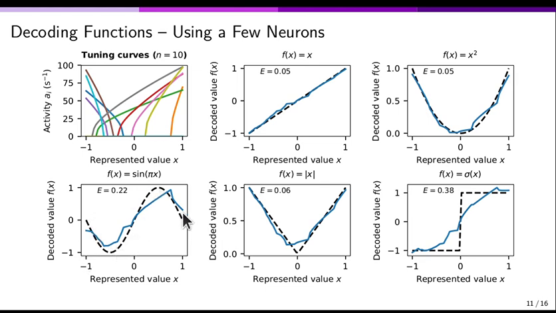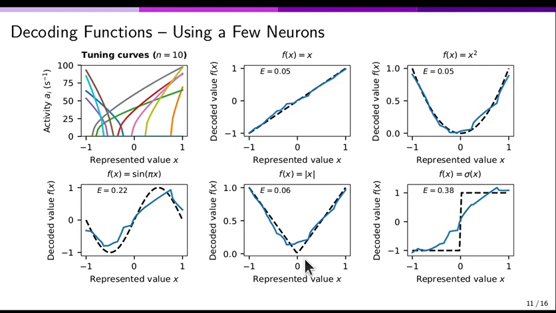Sine of pi times x, so that's a sine wave here. That's a little iffier. Absolute value of x has some difficulties with this really sharp change here. Then something really nasty, a step function. The dotted line is the ideal step function. The blue line is what happens when we try to find that optimal decoder. It's still doing something like what we want, but it seems to have more error. So there's something about this sort of function that makes it particularly hard to do, and something about this point here that makes it hard to approximate.